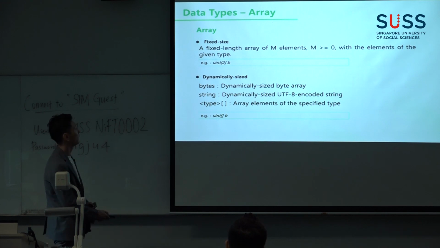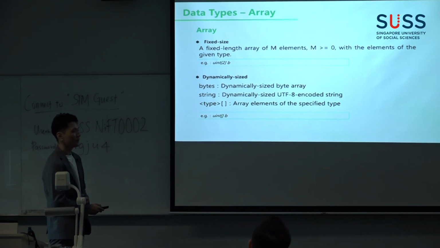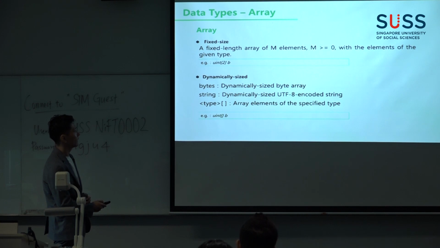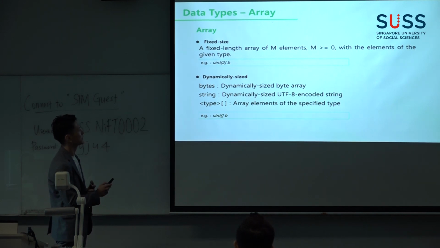So let's talk about array. Arrays can be categorized into two types. One is fixed size array, and another one is dynamically sized array. A fixed size array is an array of size m, with m elements, and m is greater than or equal to 0. For example, in this example, there are two uint variables in this array, and this array name is b.